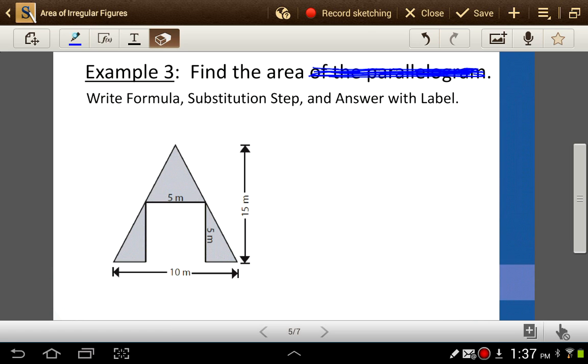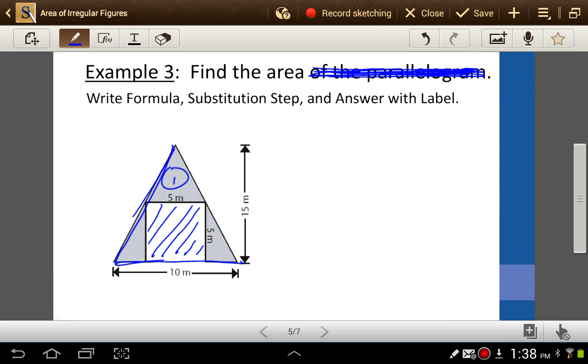Sometimes you can work by thinking of, well, I got a triangle here, and I've cut out a square there. So what would we do for that? Well, what I'm going to do is first find the area of the big overall triangle. Okay, I'm going to find the area of that. So that is my first shape.